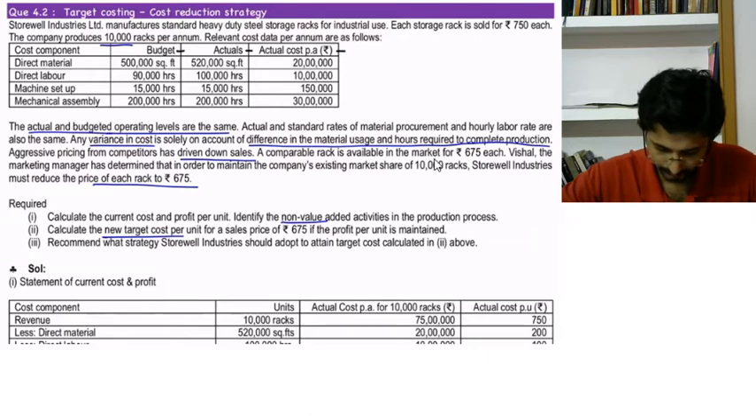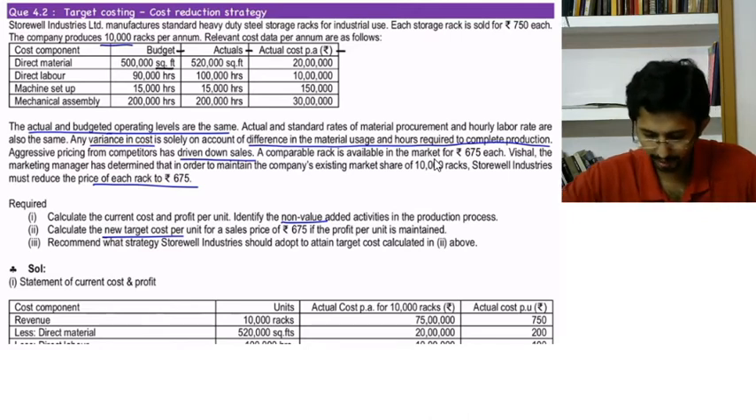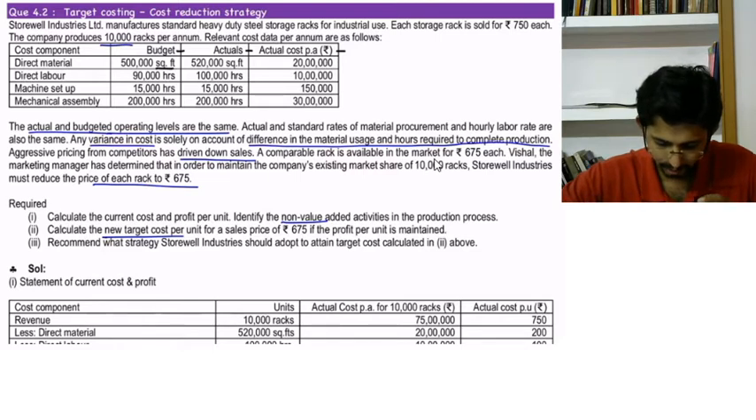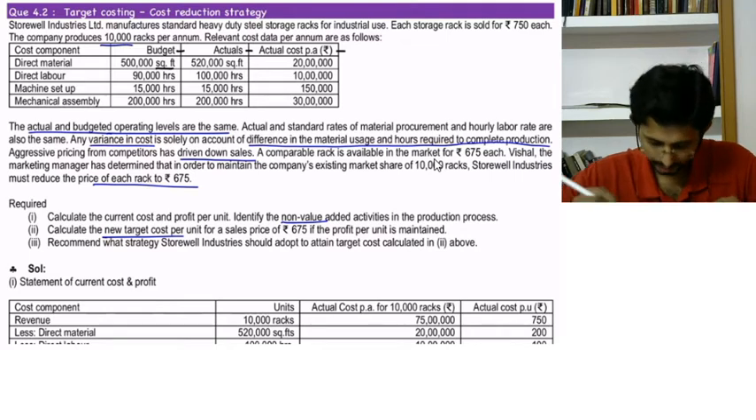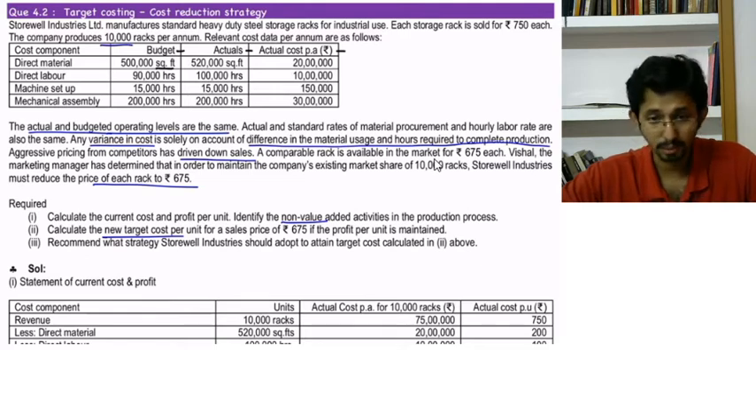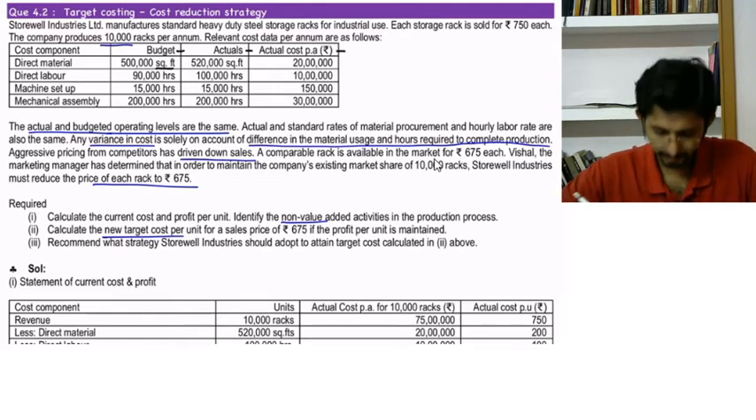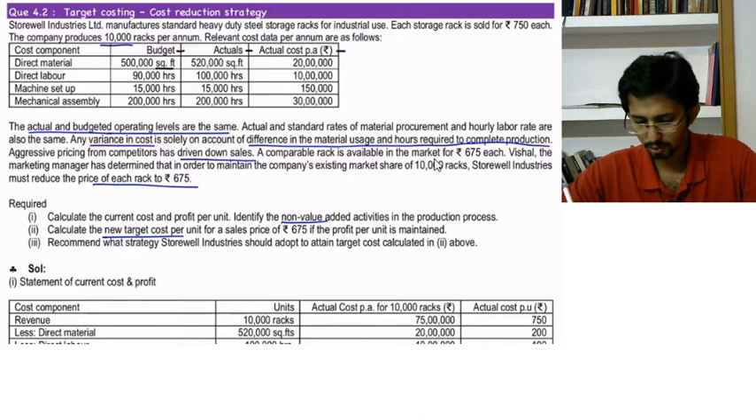Okay, first is the direct material. Direct material is given in square feet, like 5 lakh square feet and 5,20,000 square feet, and the actual cost is also available. Then direct labor 90,000 hours and 1 lakh hours is the actual hours, and the actual cost is 10 lakh. Machine setup 15,000 hours, then actuals also 15,000 hours, and the cost was 1,50,000. Okay, then machine assembly 2 lakh hours was the budgeted, actuals also 2 lakh hours, and actual cost was 30 lakhs.